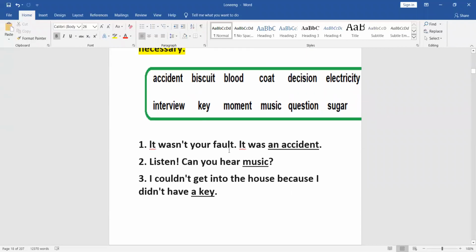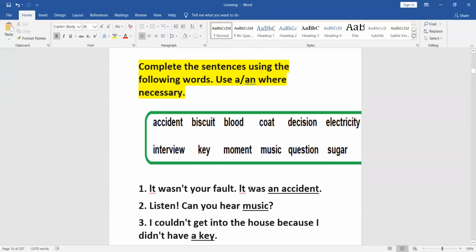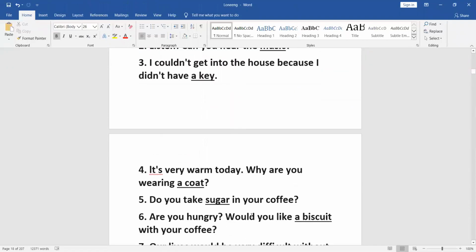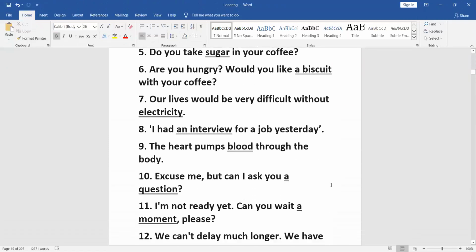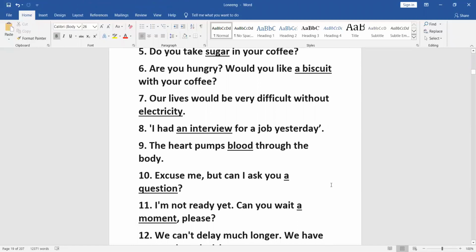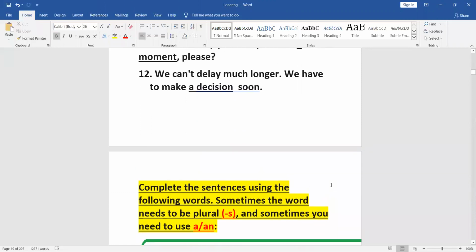It wasn't your fault. It was an accident. So all they're doing is picking out the word here, accident, and putting it in the box. Okay. Then the second one is listen. Can you hear? Can you hear the music? Okay, so this is the right way of saying it, so I've given it here. The other sentences are given for you. Please pause the video and learn the right way of saying it. Okay, so these are sentences with the answers they've given to you so that you can learn it. Okay, that's the 12th one.